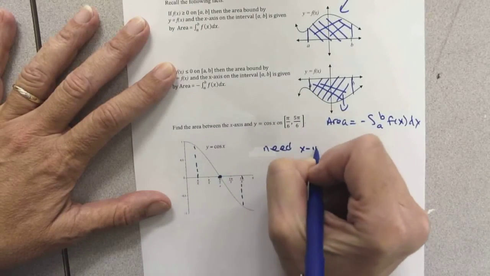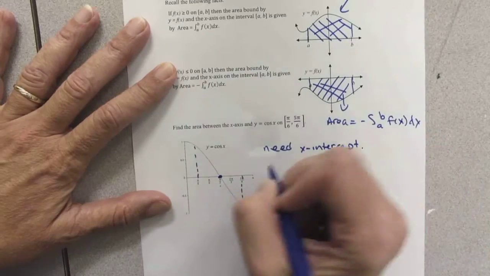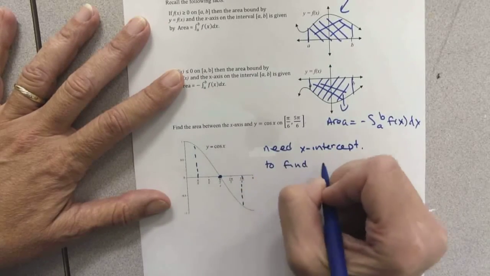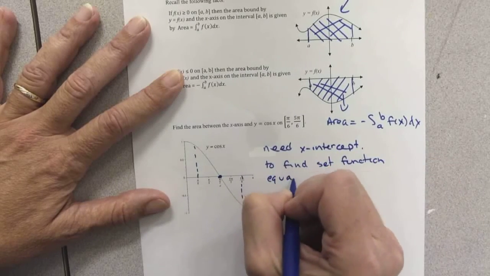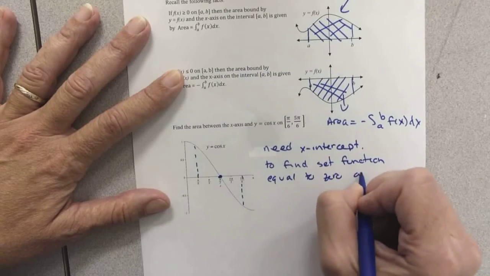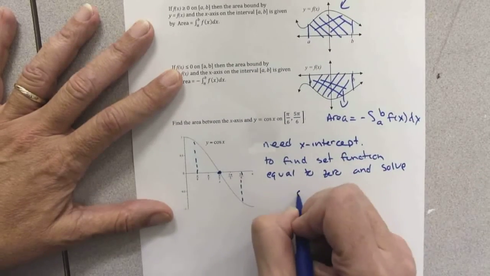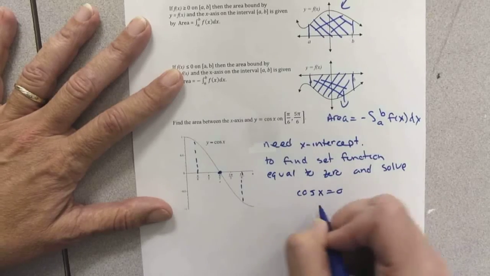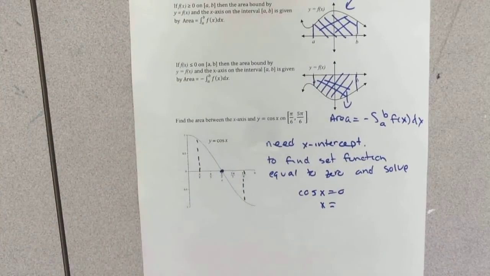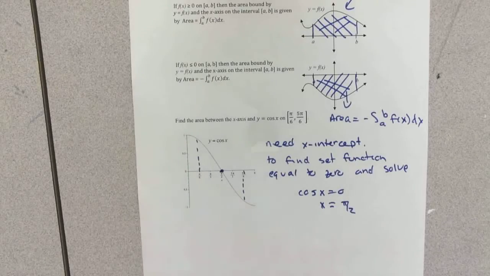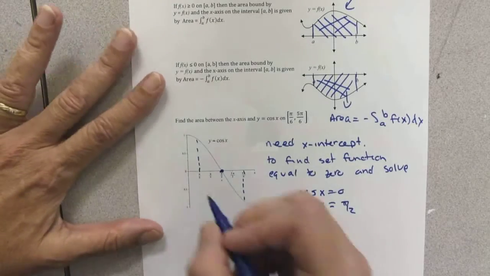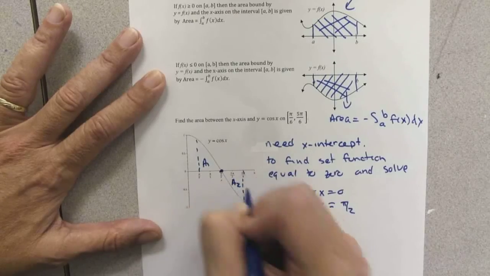We need the x-intercept. To find it, set the function equal to 0 and solve. So in this case, I'm going to solve cosine x equals 0. And we do know that we're between pi over 6 and 5 pi over 6. So I'm asking myself, between pi over 6 and 5 pi over 6, where does cosine equal 0? And indeed, that is pi over 2, which looks perfectly reasonable from the graph. So I now definitively know my x-intercept.